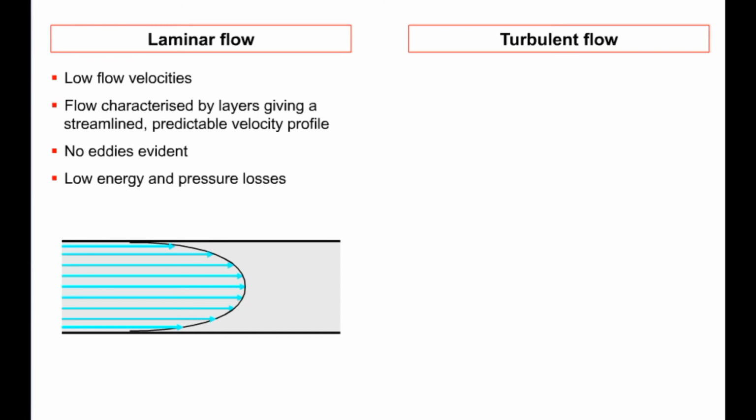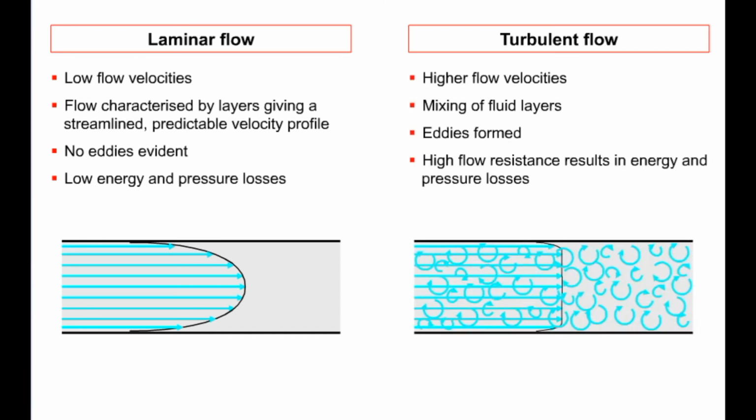If the flow velocity is increased to a critical value, the nature of the flow begins to change. Eddies are formed within the flow, which can lead to a complete mixing of flow lines. This type of flow is known as turbulent flow. Turbulent flow results in increased flow resistance and, as a result, increased hydraulic losses.